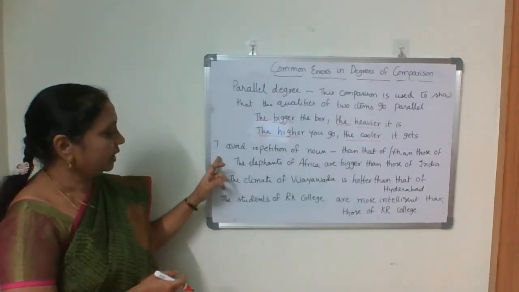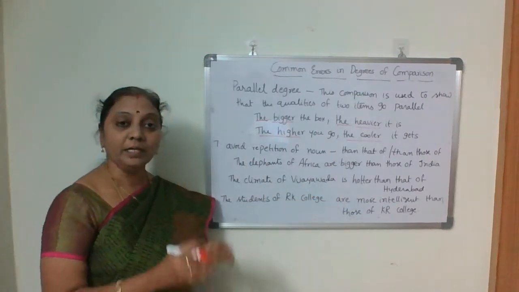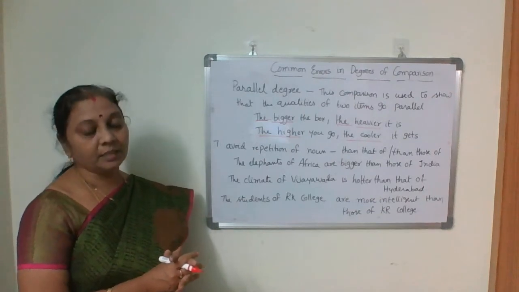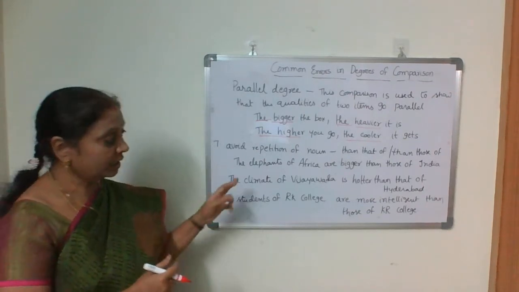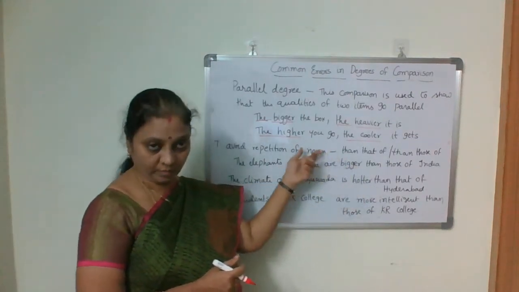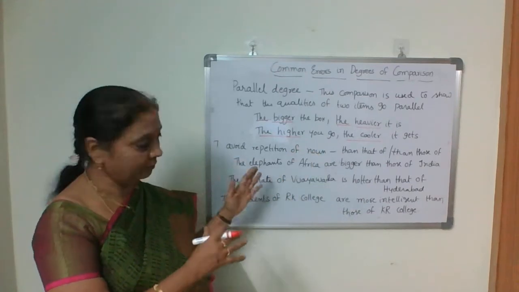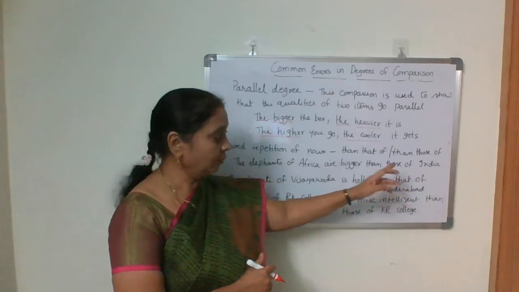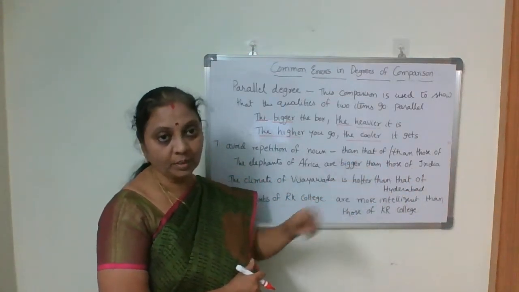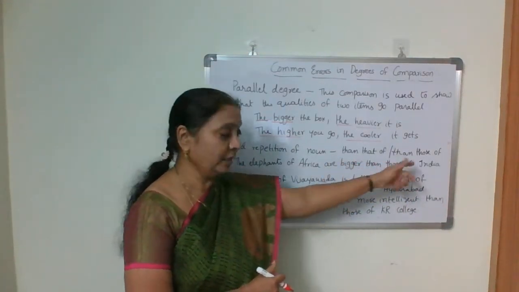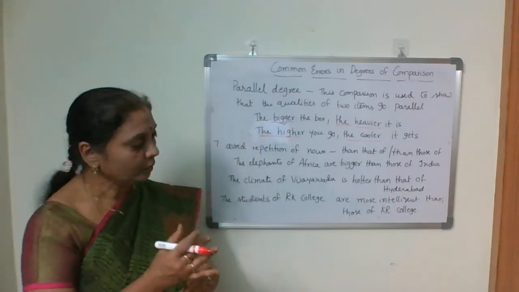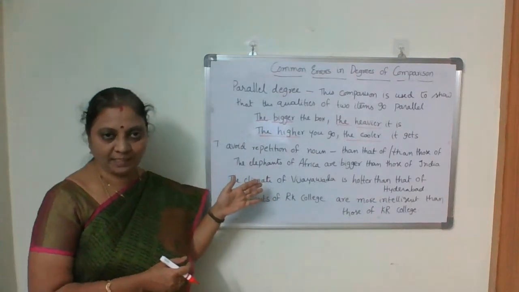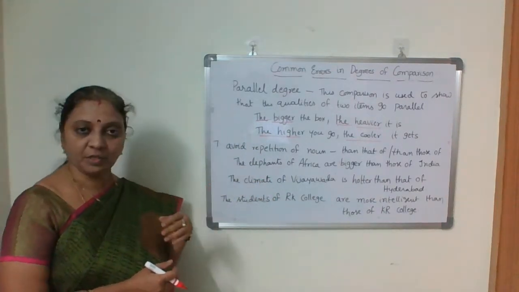Okay. The next one is avoid repetition of noun. In such cases, you need not use the noun more than once. Only the first time you use it, and you avoid the repetition of the noun, and instead you have to use than that of, or than those of. Look at these examples of how to avoid the repetition of a noun.